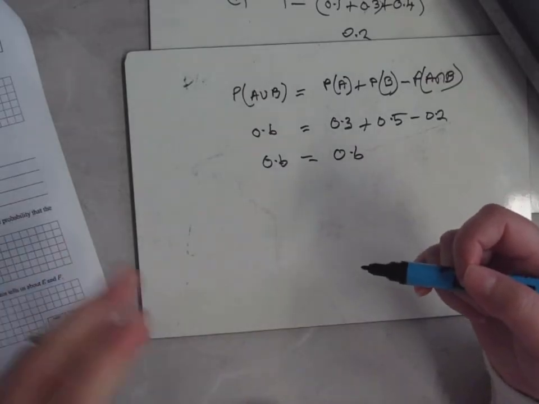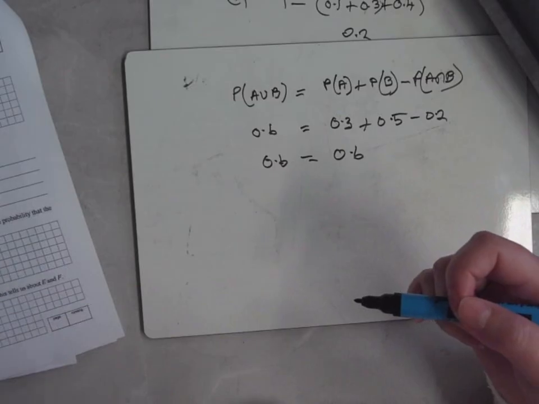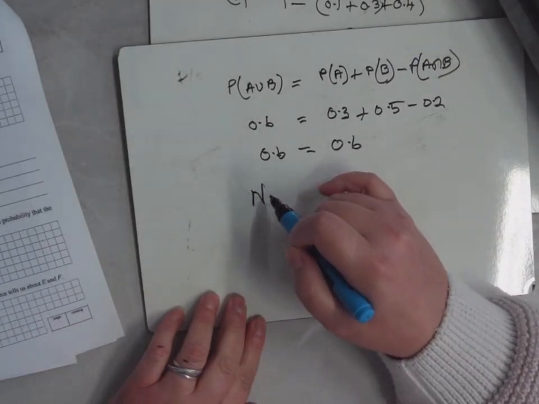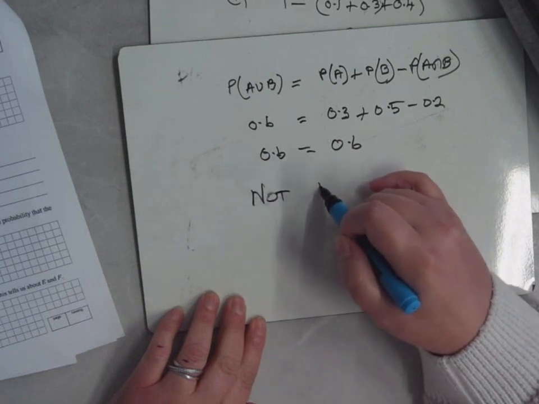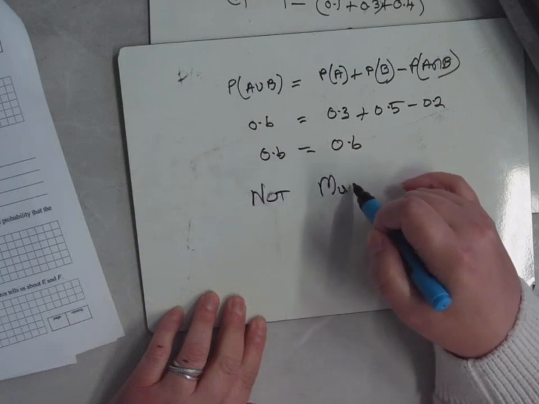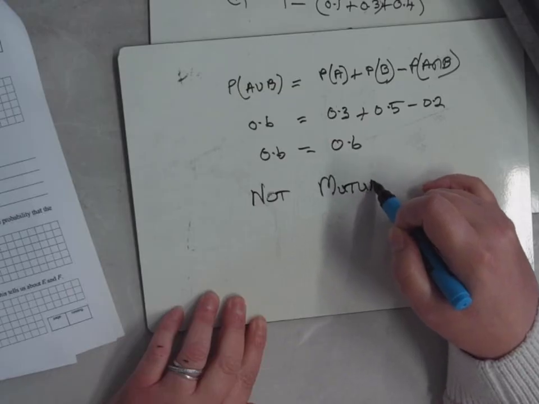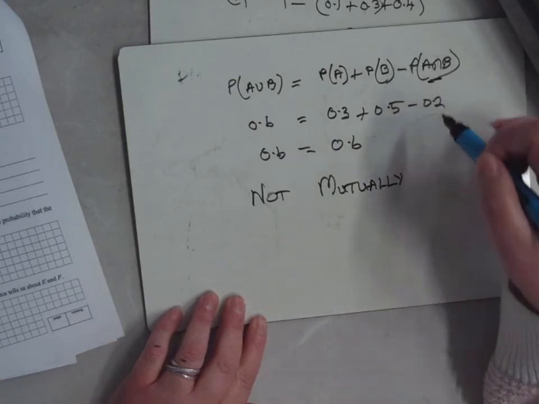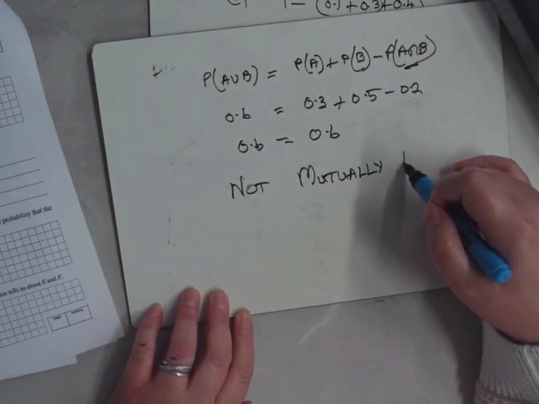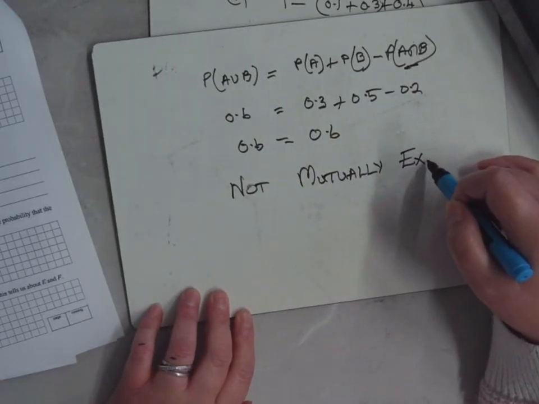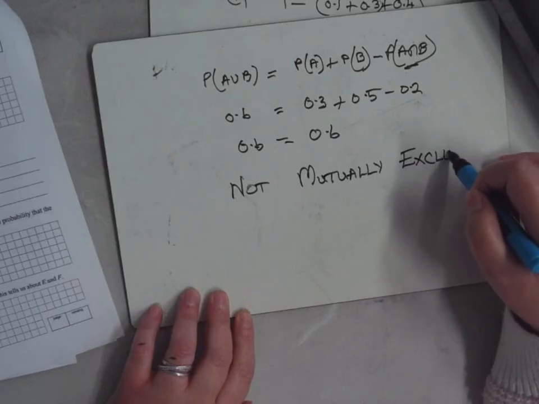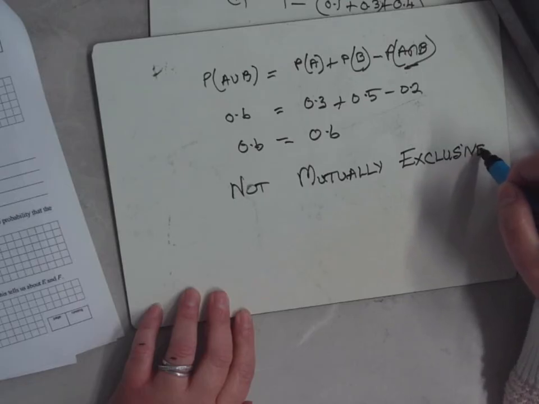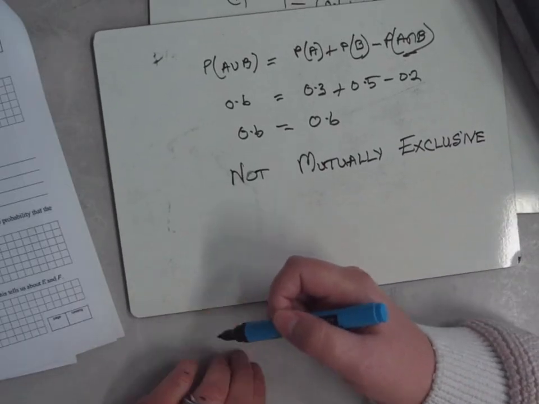So what's the story with things happening at the same time? What's that called? Mutually exclusive. So they can't happen at the same time. So that means they are not mutually exclusive. So that's the conclusion. If there was no intersection, they would be mutually exclusive. So not mutually exclusive, those are the words they're looking for there. Is that okay?